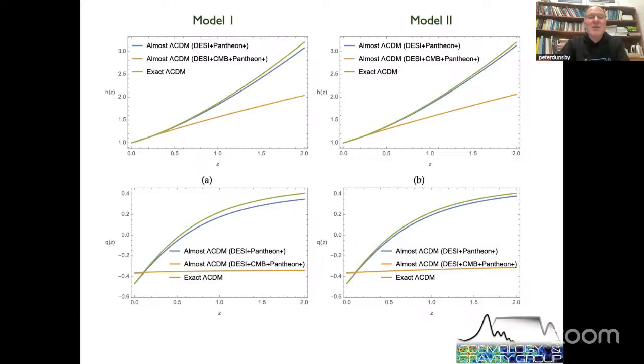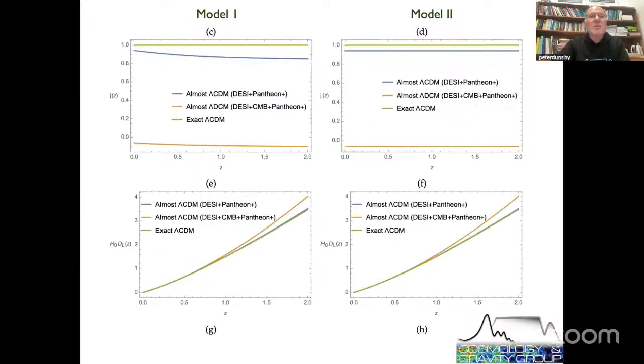DESI plus Pantheon plus does okay. It's at low redshift, so the green and blue curves are fairly close to each other at low redshift. But the moment you add CMB data, you get a model which is totally different from lambda CDM. And that's also true for model 2.